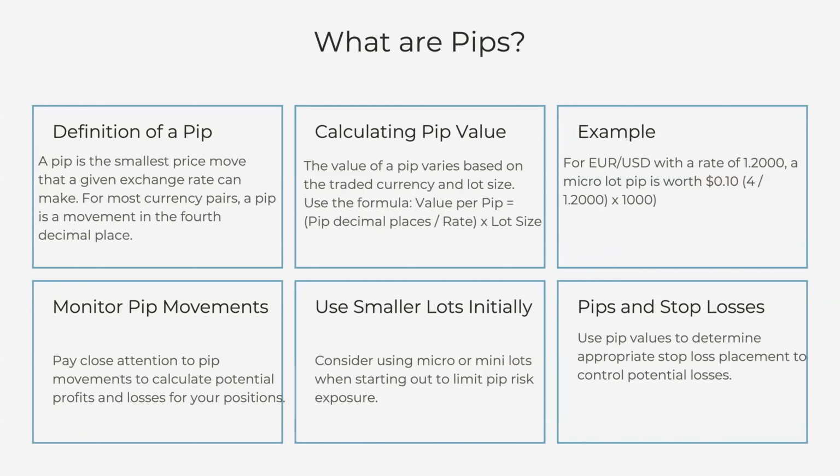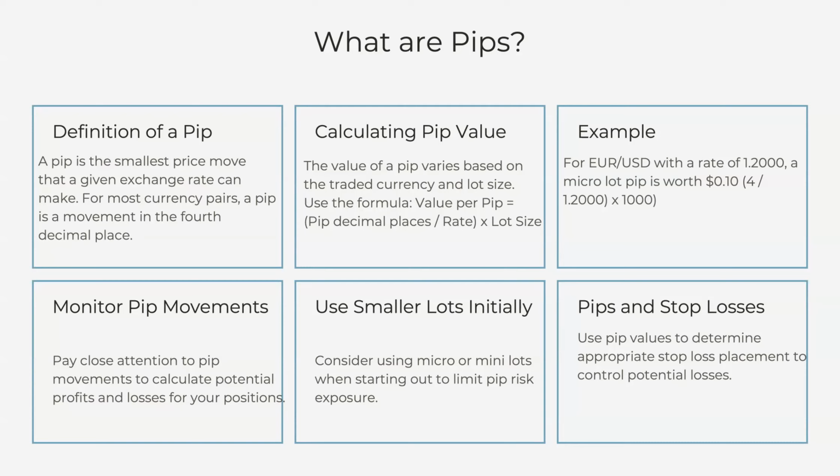Now, what are pips? Okay, a pip is the smallest price move that a given exchange rate can make. For most currency pairs, a pip is a movement in the fourth decimal place. We're going to really go over this. I want you to remember this part. You need to know this part, okay? So a pip is the fourth decimal place unless it's dealing with JPY. And we're going to talk about those two differences because this is how you calculate your pips.